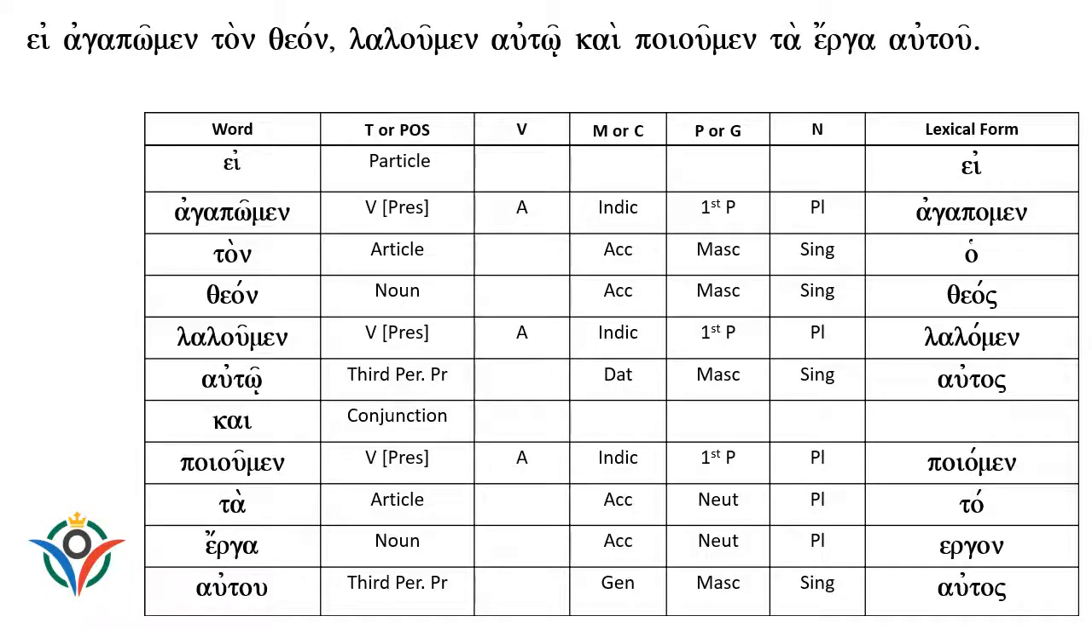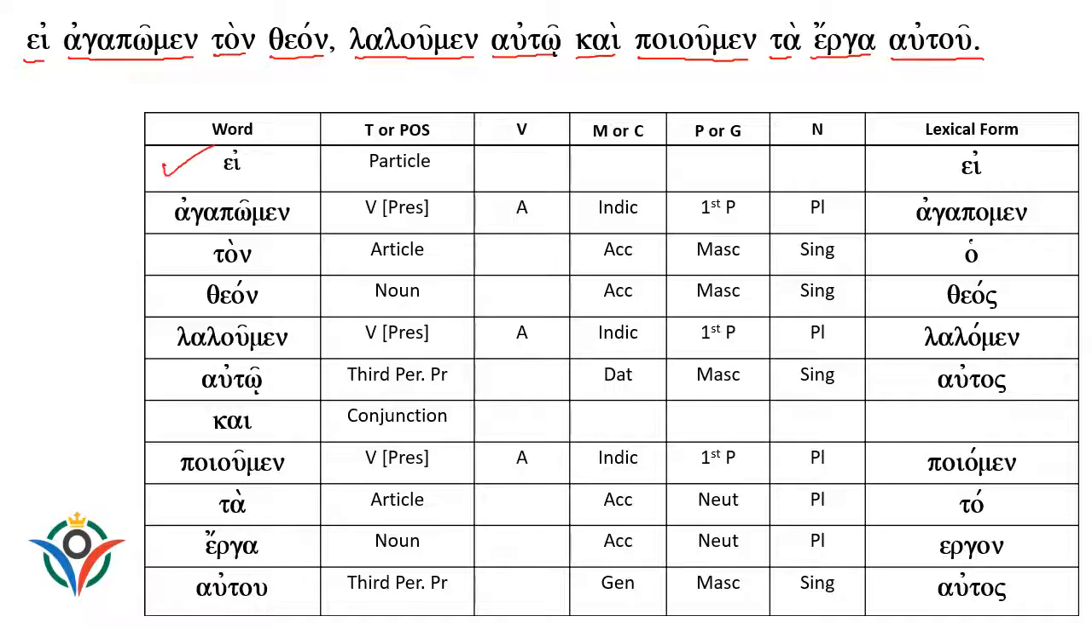Because we've done a lot of practicing on the rules of contraction in this lesson, we're only going to do one translation exercise today. So let's go ahead and read the Greek first, and then we'll look at the parsing details together. So the Greek reads, ei agapomen ton theon, lalumen auto kai poiumen ta erga autu. Alright, so let's go through each word together.